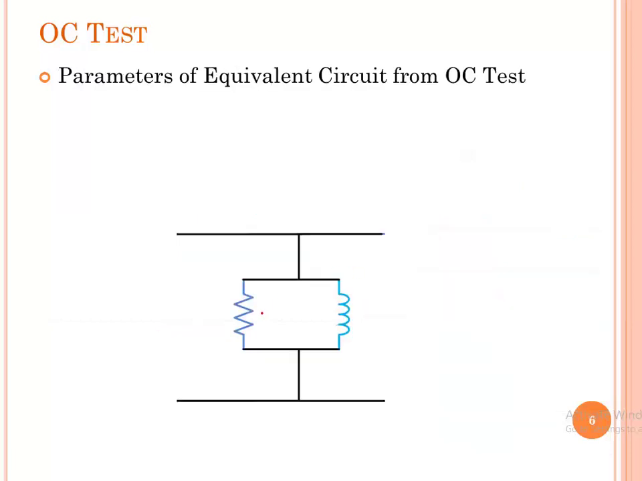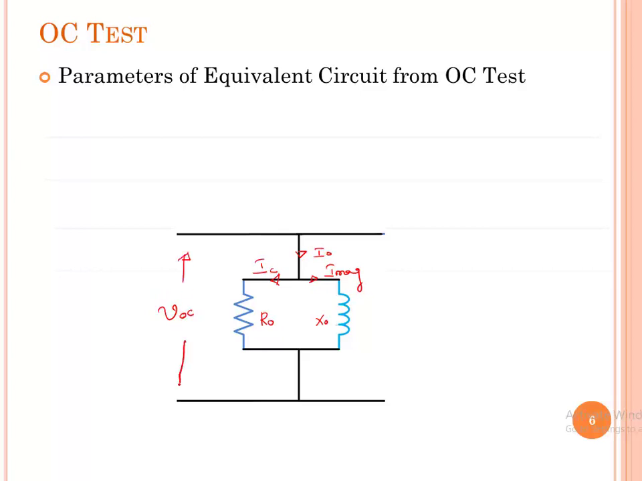This is the equivalent circuit operating on no load. This component is nothing but R0, this component is nothing but X0, and current flowing through this is considered as IC, and current flowing through this is considered as I magnetizing. And the sum of these two is equal to the no load current I0. The voltage applied across this will be VOC.